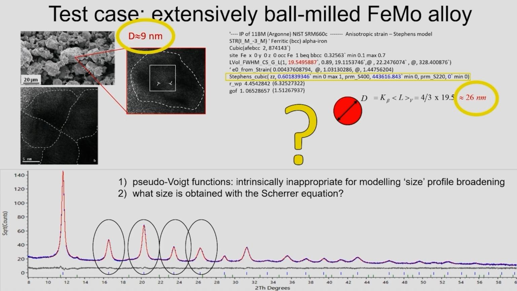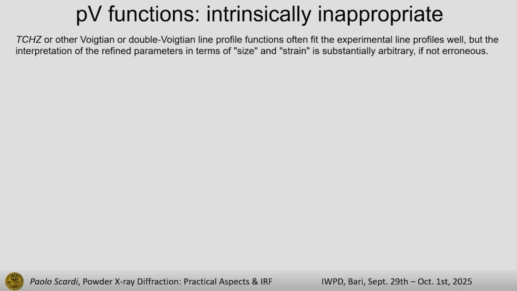So let's see now these two weak points of using pseudo-Voigt or whatever other analytical function. First point: if you use even the most fancy version of a pseudo-Voigt or Voigt function, this is TCHZ, great, good idea and solution for Rietveld, they happen to work well with the experimental data, but interpretation is very arbitrary and sometimes it is clearly wrong. So what's going on?